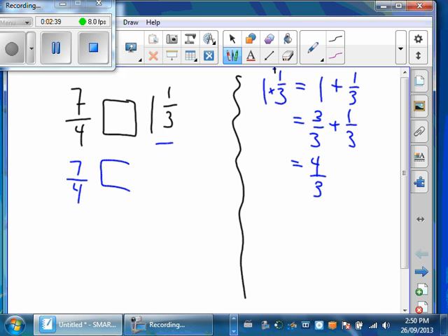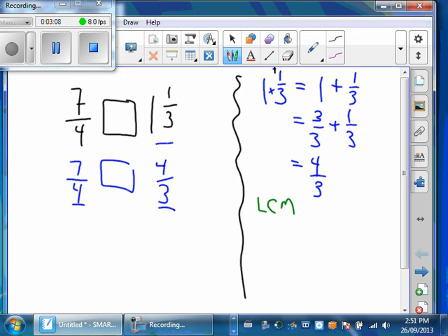Alright, so now we've got 7 over 4, and we're comparing that to 4 over 3. But now we've got two unlike denominators. So this denominator and this denominator are not the same, so we have to make them the same. We have to find the lowest common multiple between the two of them, and that's what we're going to multiply each side by in order to change this fraction to something that we can work with.